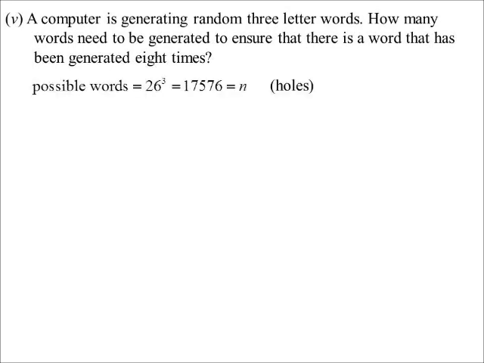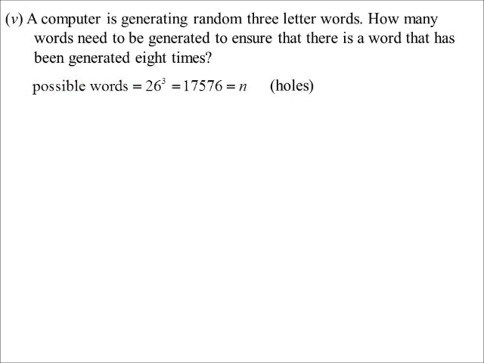Well, we can work out using our basic counting principle. We know the total number of possible words is 26 cubed. Because I'd get a letter, then another letter, then another letter. So 26 by 26 by 26. So the number of holes in this case is 17,576. So it's going to generate a word and we just basically place it in the appropriate spot.